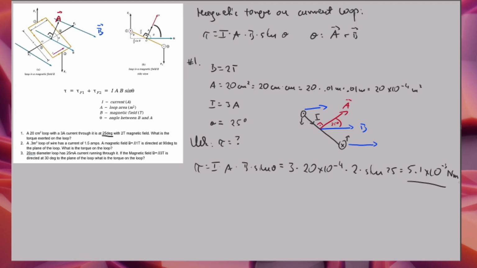That's all there really is for calculating torque on a current loop in a magnetic field. You should try to do the other problems on this worksheet and see how that works out. But this is it for the torque.